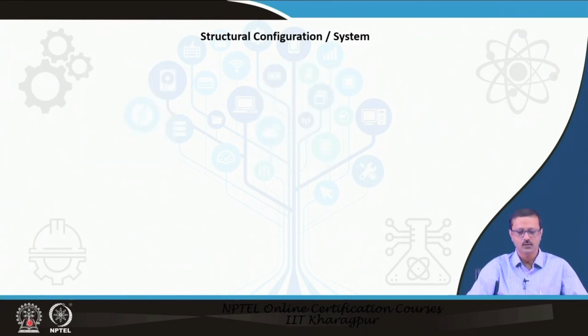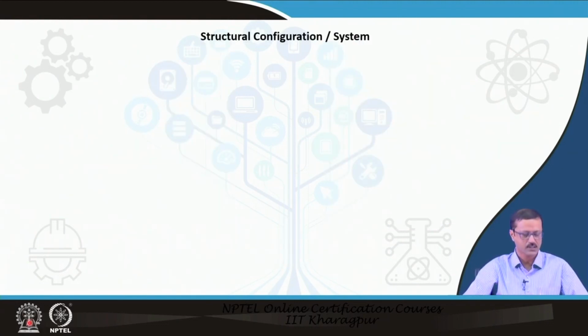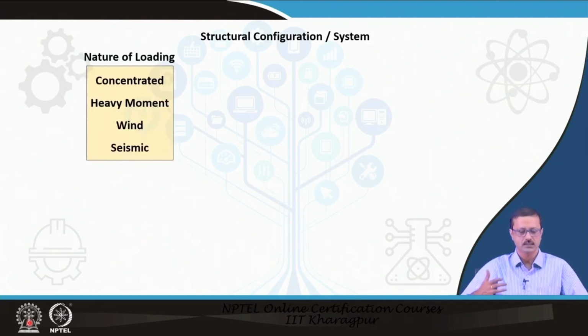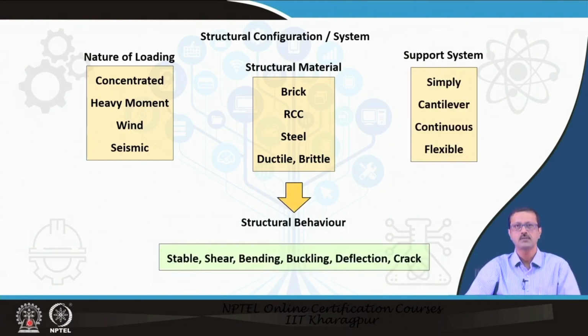So, going back again, the elements and the geometry give me the configuration. From the configuration I know the loading type, the material I am selecting, and the type of support system, and after all this comes together, I can now analyze a particular structure and try to assess its behavior. And what does the behavior give me? The behavior tells me, is it stable or unstable? Is it shear predominant, or will bending come in totality with this particular material, loading and support system?